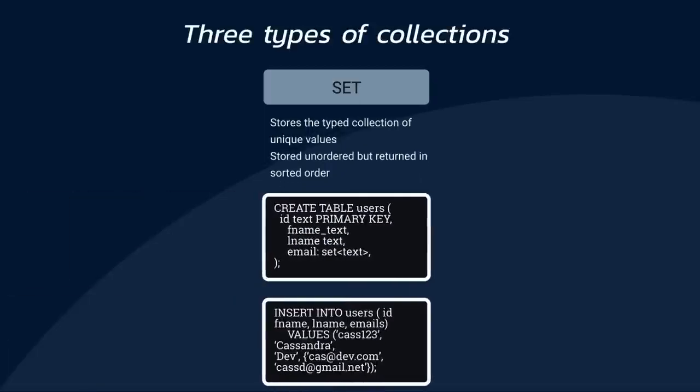Here, a users table is created with an ID, first name, last name, and a set of email addresses. The data type is represented in angle brackets, so in this example, the text data type is used. After that, the values are inserted into the table. Here, there are 2 email addresses because it is common for a single user to have 2 email addresses.